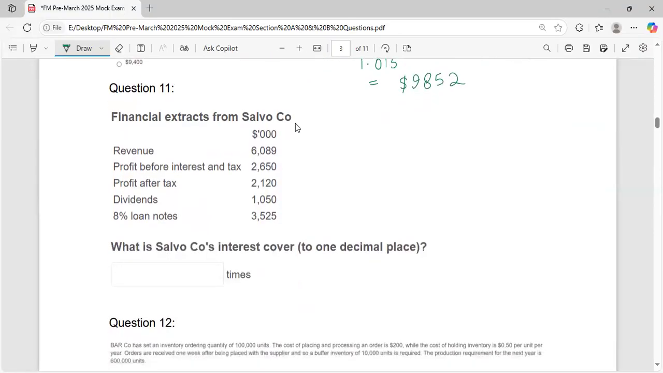Financial extract from Salvo company, revenue before profit before interest and tax. Then we have profit after tax, we have dividend and 8% loan notes.